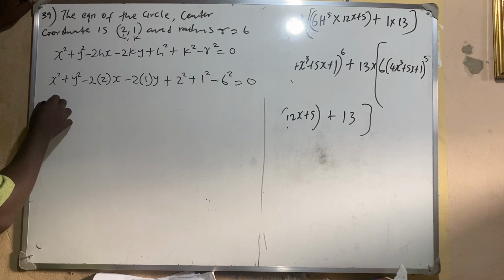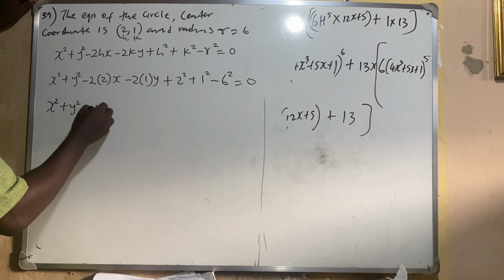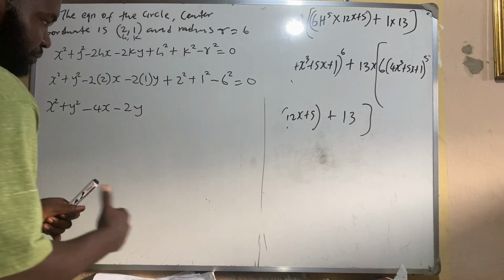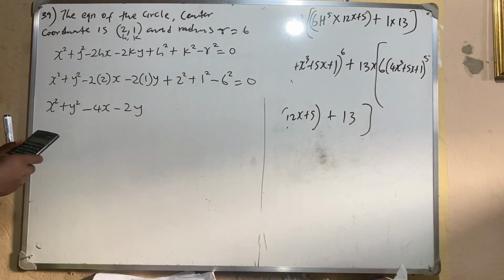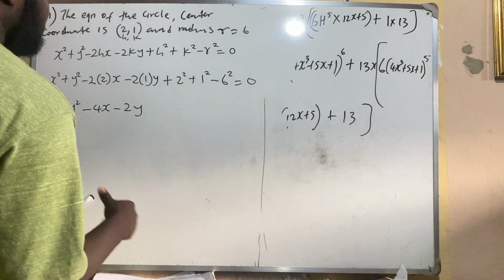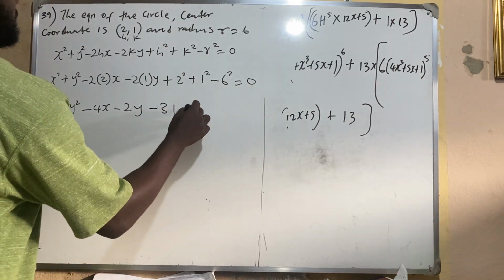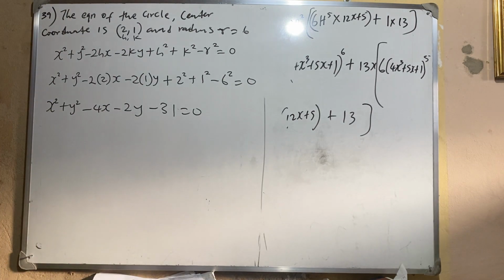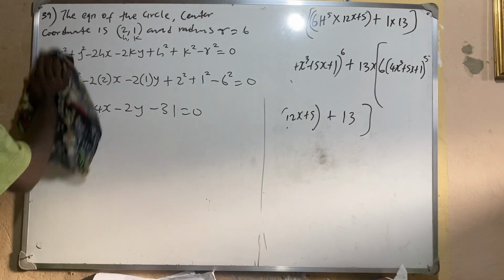So I'm having x squared plus y squared minus 4x minus 2y. This is 4 plus 1, 5, and 36. 36 minus 5 gives you 31. So minus 31 is equal to 0. So this is the equation of the circle. Question number 39. So very correct. Check your own option.